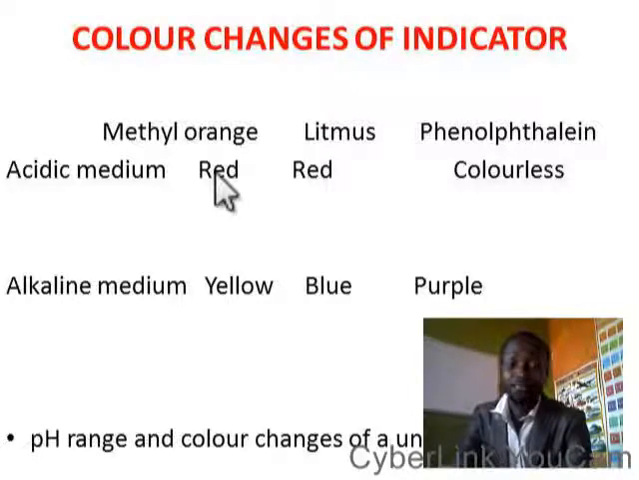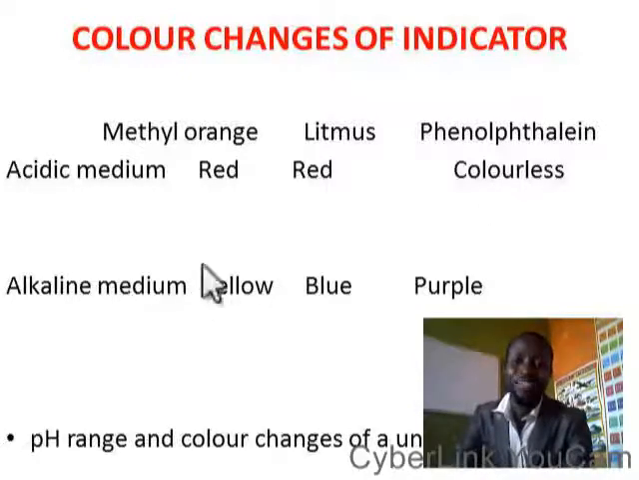That's the indication. If you have blue litmus paper and you put it inside a solution that contains acid, that blue litmus paper will turn red. If you have a phenolphthalein solution and you pour a little acid inside it, it will turn colorless.